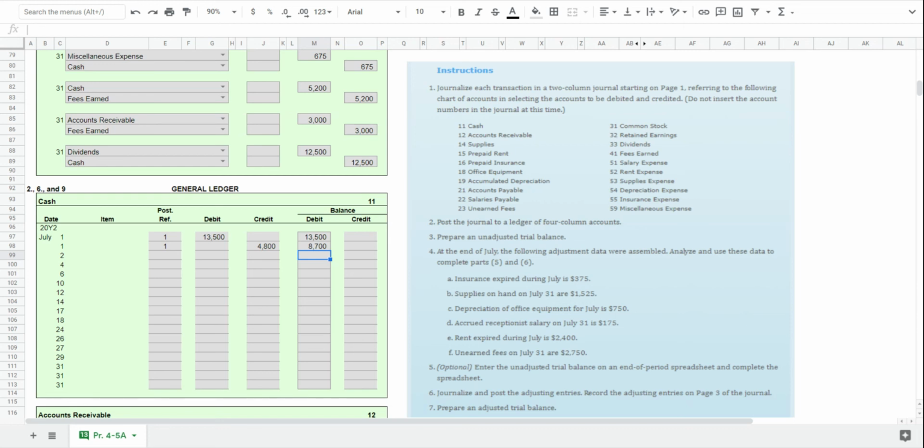$8,700. The way we find a balance in an account, as you learned in a previous chapter, is you compare the debits to the credits, you subtract the smaller number from the larger, and the account will have the balance of the larger total. So we had $13,500 in debits, $4,800 in credits. We subtract and find the difference of $8,700, and that is a debit balance.